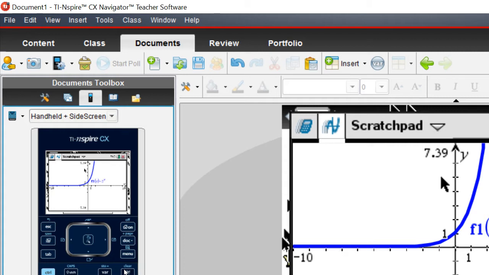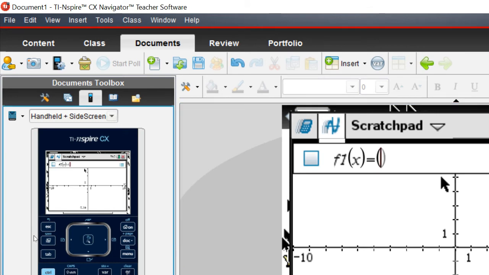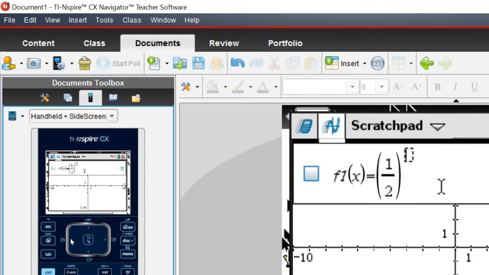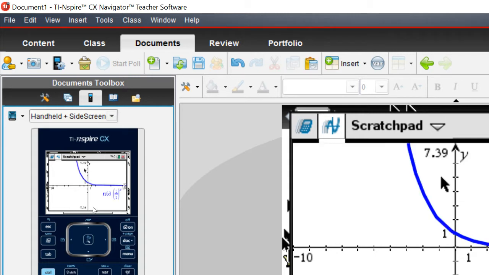Now notice on your handout it had parentheses. So go ahead and put an open parenthesis, and then control divide for a fraction, 1 on top, 2 on bottom. Close the parenthesis, and raise it up to the x power. So f of x equals 1/2 to the x power. If I hit enter, here's the graph that we need to sketch. This time, the left side is going up, and the right side is approaching what? The x-axis. So go ahead and sketch that one. Left side is up, right side is approaching that x-axis.